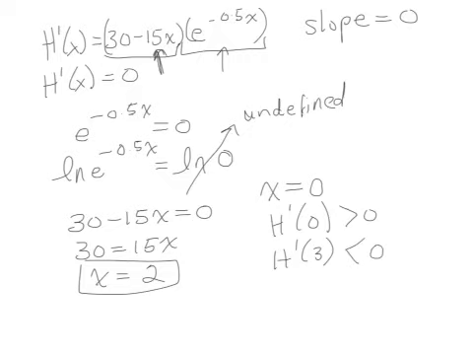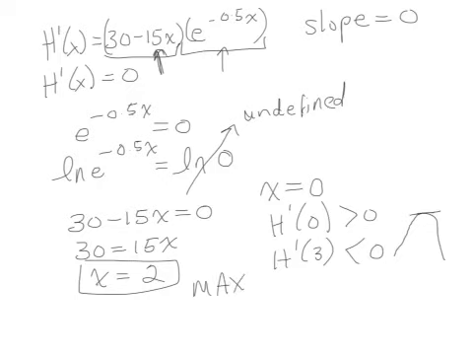So you can see that we are, in fact, at a maximum point at 2, because the slope is going from positive through 2 at 0 slope and down. So we've got a maximum at 2.